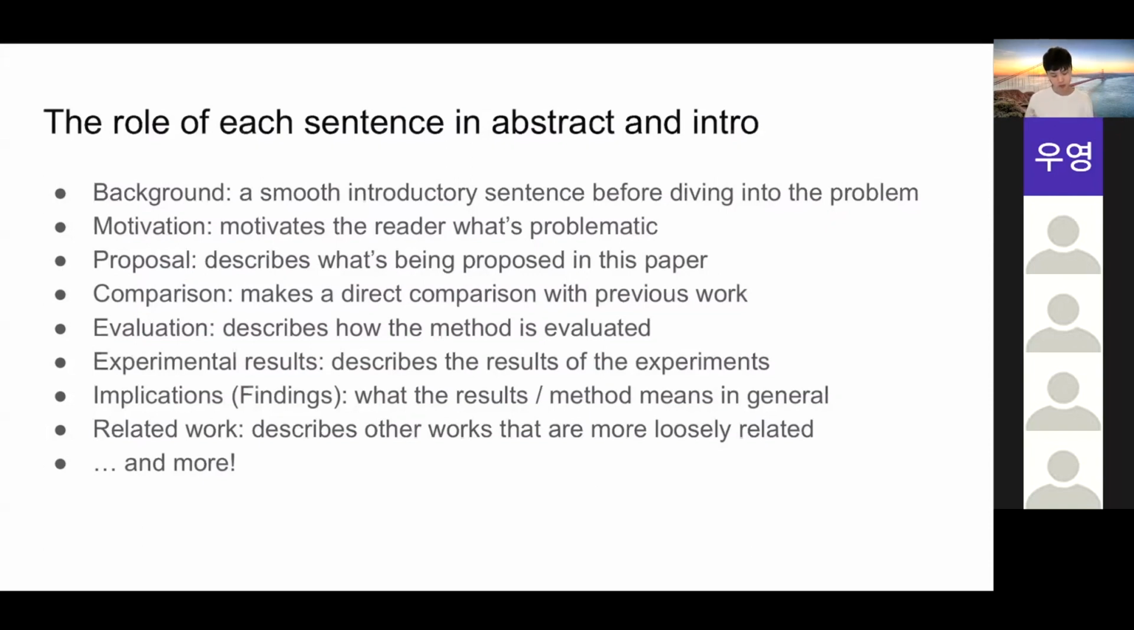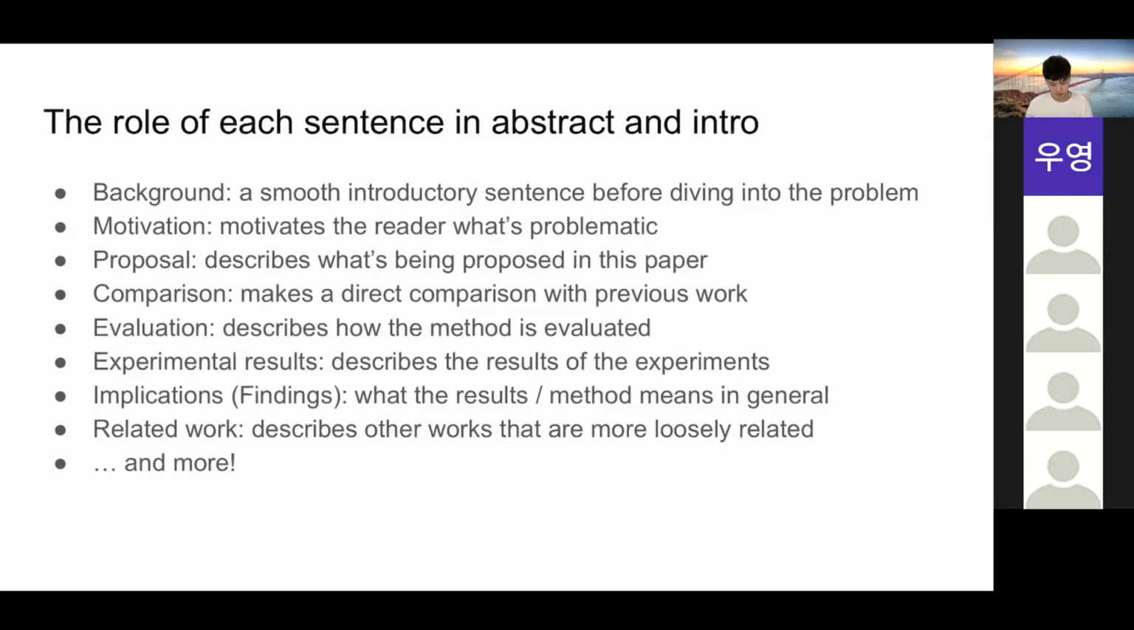So a sentence might be a background, where you're giving a smooth introductory sentence before diving into the problem or your point. It might be a motivation, where you're trying to motivate the readers about what's problematic. It might be a proposal that describes what's being proposed in the paper. It might be a comparison to a previous work or many previous works, and here you're making a direct comparison very rigorously. It might be an evaluation, where you're talking about how your method is being evaluated, or you might be talking about some experimental results that your paper contains, and you might also be talking about the implications of these results, which signify what they mean in general and in the grand scheme of things. And lastly, but of course not really lastly, there might be a related work, which describes other works that are more loosely related than comparisons, I would say.